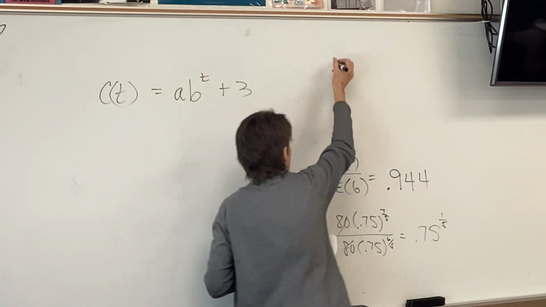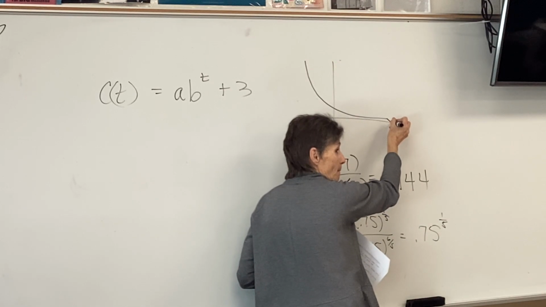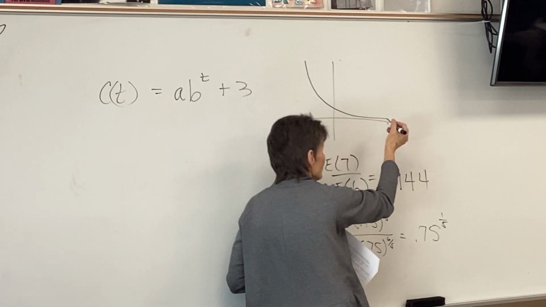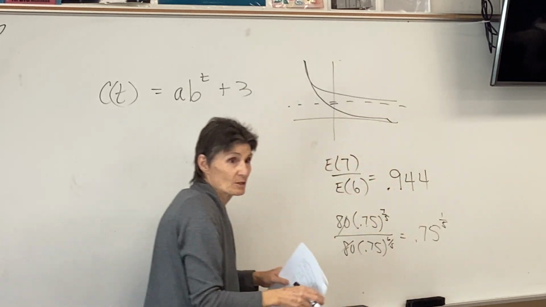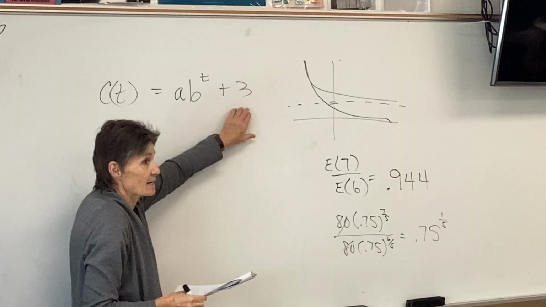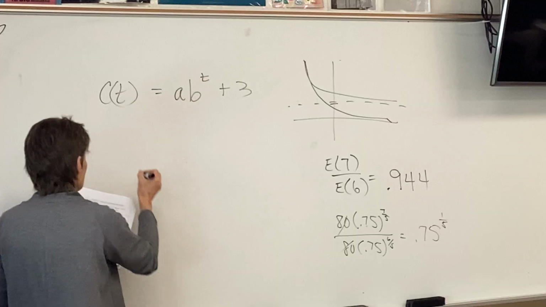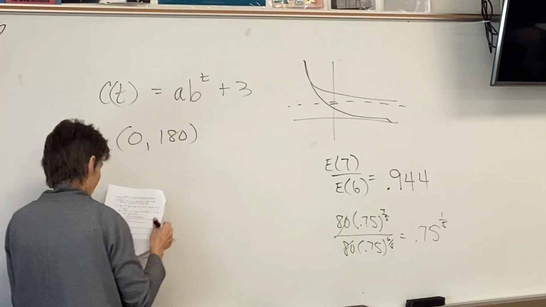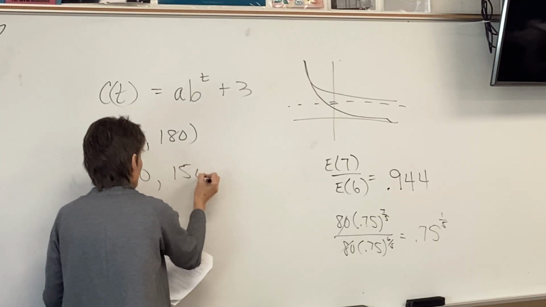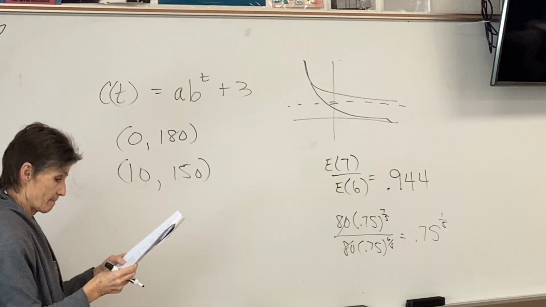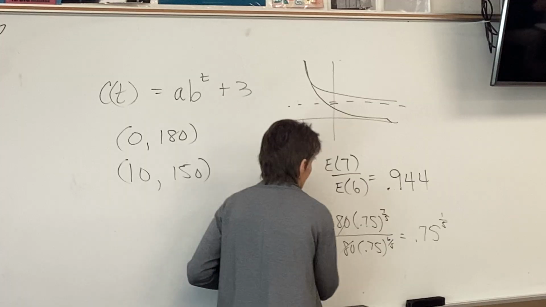So if you think about this temperature, here's the temperature coming down, cooling off. But because the refrigerator is set at 3 degrees, we aren't going to be able to go lower than 3 degrees, right? That's where our asymptote is. That's your asymptote. Okay. At time 0, it's 180 degrees. At 10 minutes, it's 150 degrees. Okay. You can do this.